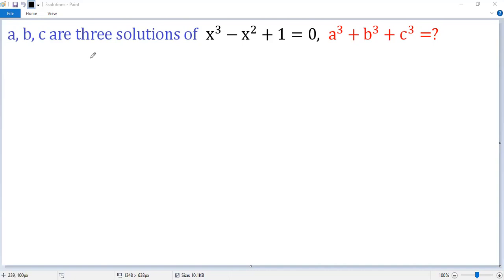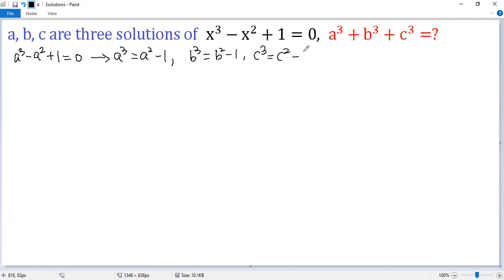Let's see how to solve the nice problem. We know a is a solution of the given equation, so we get a cubed minus a squared plus 1 equals 0. Move the second two terms to the right side, so we get a cubed equals a squared minus 1. Similarly, b cubed equals b squared minus 1, and c cubed equals c squared minus 1. We denote this as condition 1.